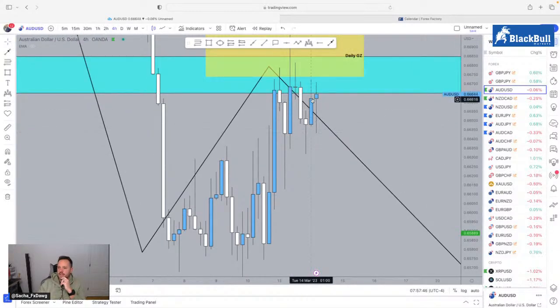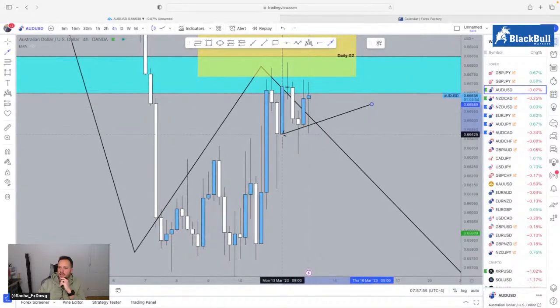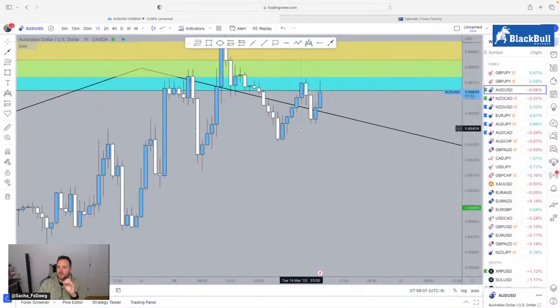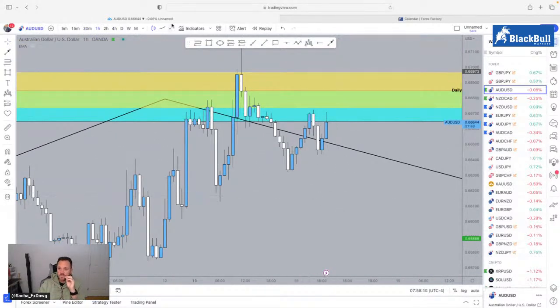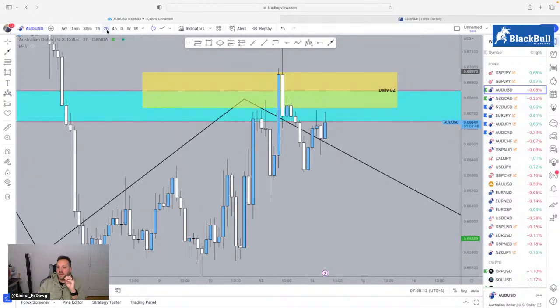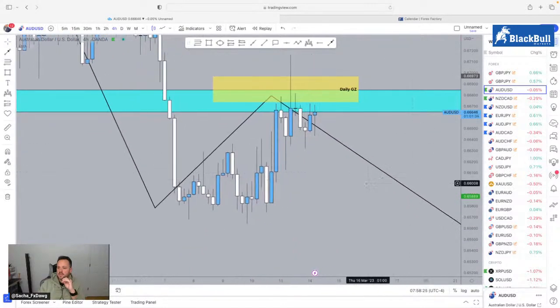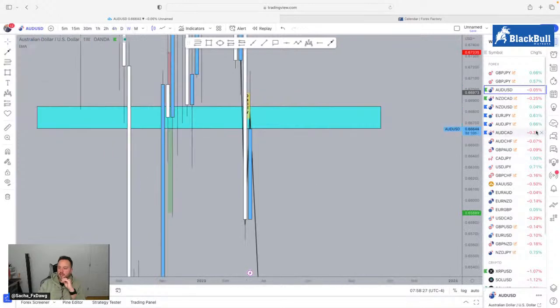Okay, so basically I need to break this low right here, and close under that for price to go bearish. Once that's done, I'm going to go on a lower time frame and look for a switch of structure on the 30-minute or 1 hour, and this is how I'm going to get in. Right now, the 2-hour is still bullish. 4-hour is still bullish at the moment. So we shall see, but I think this should be a pretty good trade idea.